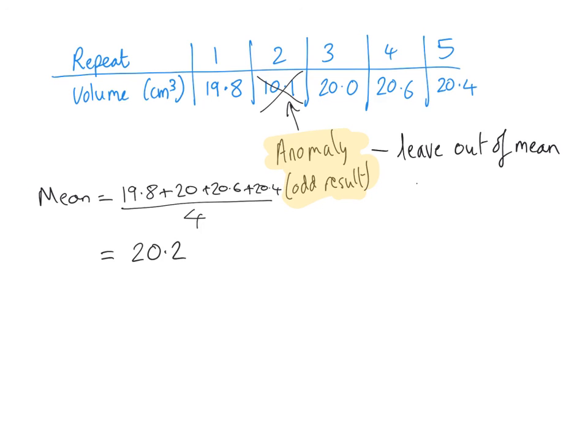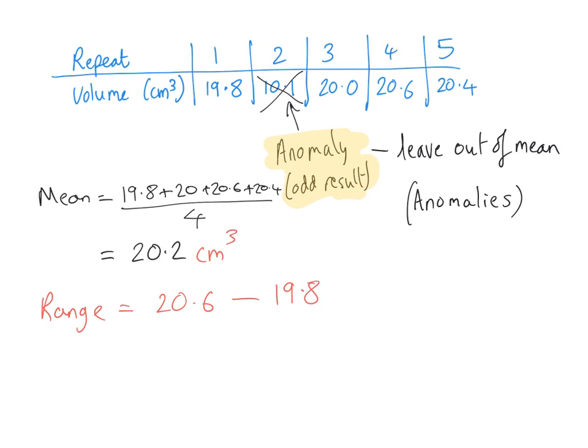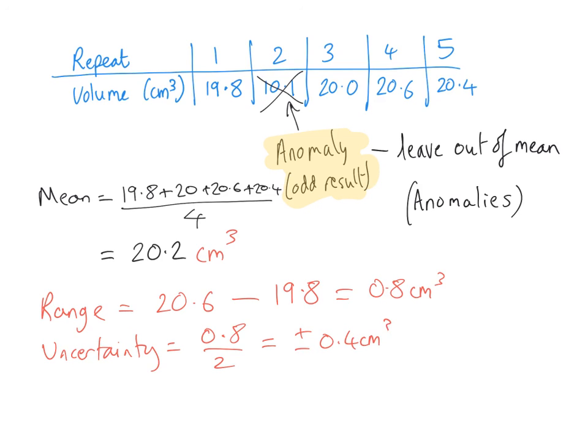And just in case you come across a different form of the word anomaly, the plural of anomaly is anomalies. So now we've got our mean value of 20.2 cubic centimetres. We can calculate the range in exactly the same way as before. The range is the largest, which is 20.6 here, take away the smallest, which is 19.8, which gives us a range this time of 0.8 cubic centimetres. The uncertainty is half of our range, which is 0.8, so plus or minus 0.4 cubic centimetres.